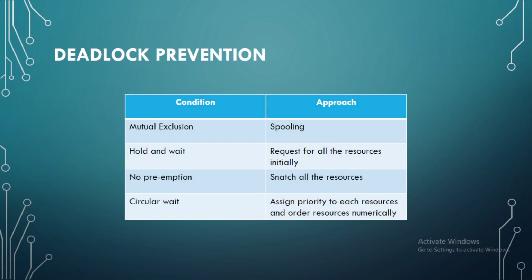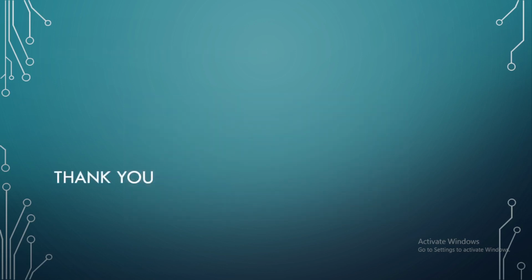This is the summary of the conditions, 4 necessary conditions and approaches to solve them. For mutual exclusion, we can implement spooling. For hold and wait, we can request all the resources initially. For no preemption, we can snatch all the resources from that process. For circular wait, assign priority to each resource and order resources numerically. So in the next video, we will see the deadlock avoidance algorithm using Banker's algorithm.